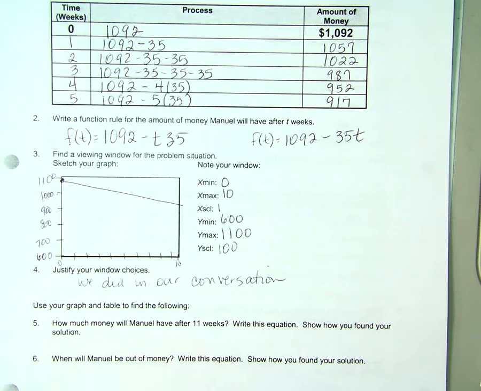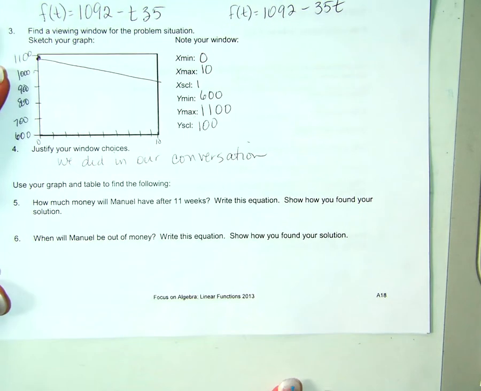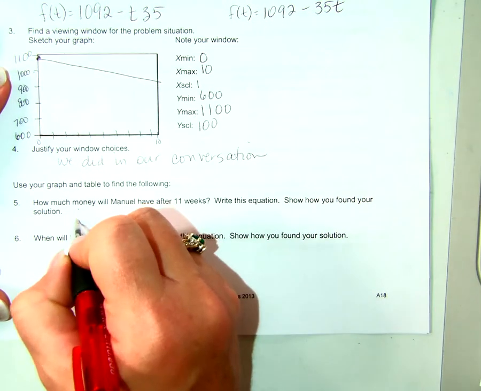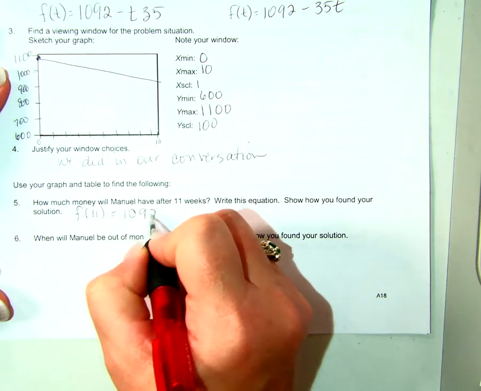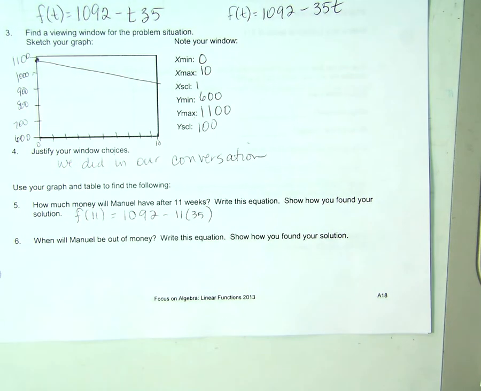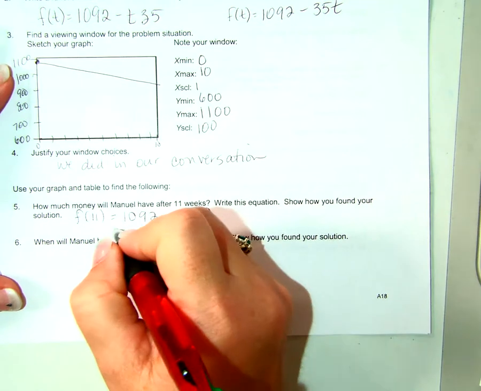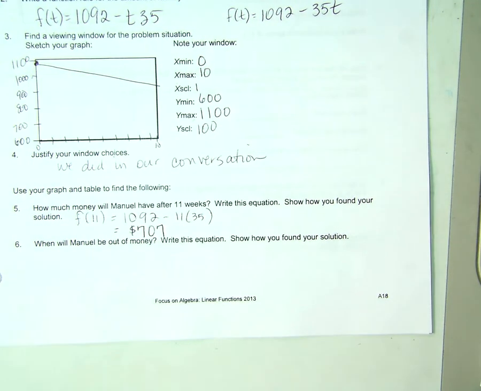How much money will Manuel have after 11 weeks? Well, can we use this? Can we say f of 11 equals 1092 minus 11 times 35? Can I do that? What is 1092 minus 11 times 35? 707.